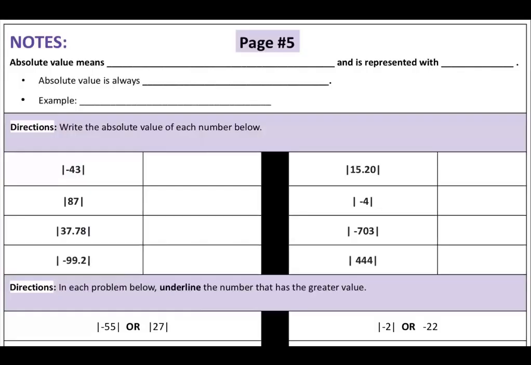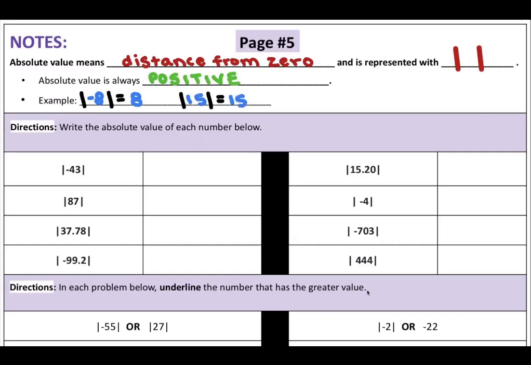Let's take a look at the notes at the top of page 5. Absolute value means distance from 0 and can be represented with these lines. Absolute value is always positive. So the absolute value of negative 8 is positive 8. The absolute value of positive 15 is positive 15. Absolute value is always positive and means distance from 0.